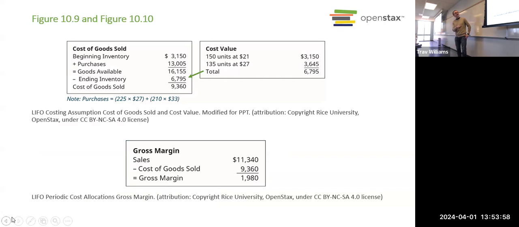Same thing here. Take the ending inventory costs away from your goods available, and you get your cost of goods sold. Subtract that from your sales, you get your gross profit margin. So LIFO, again, when prices are going up, LIFO is going to give you the biggest costs and the smallest profit.